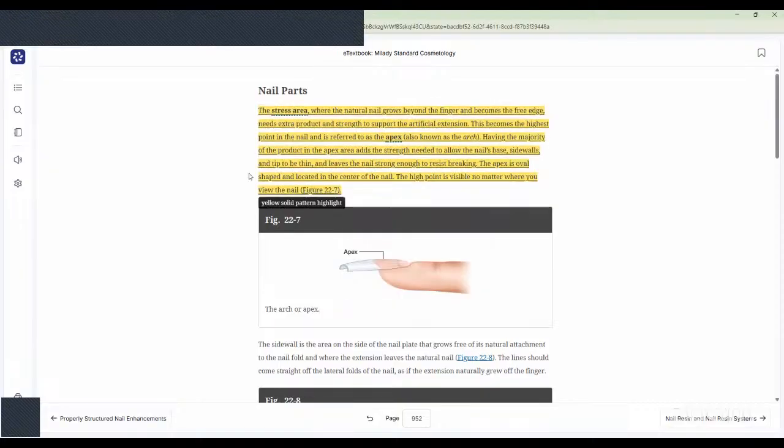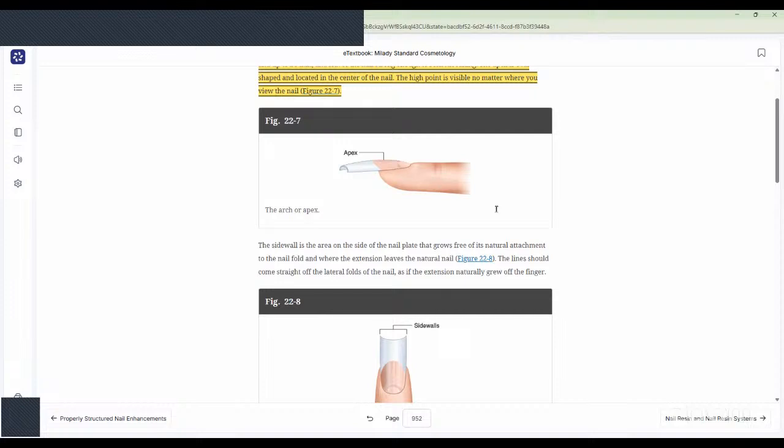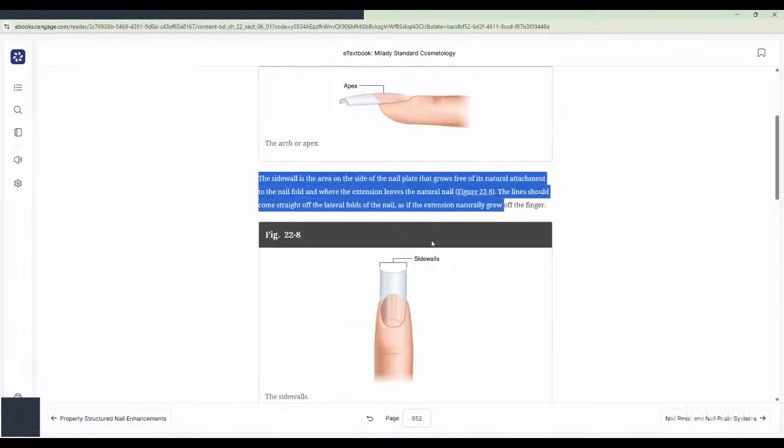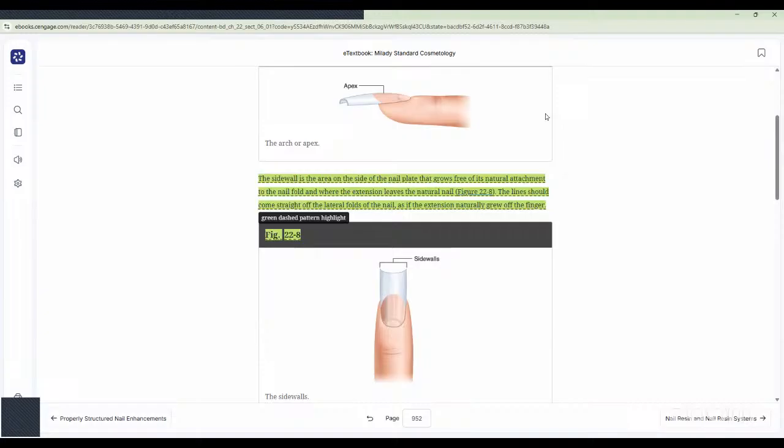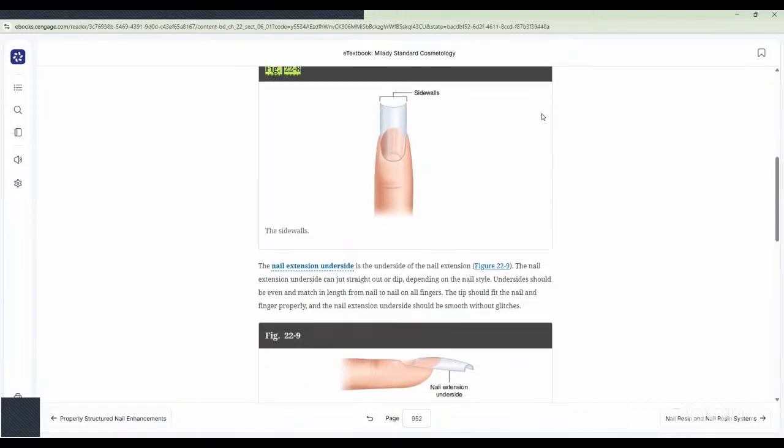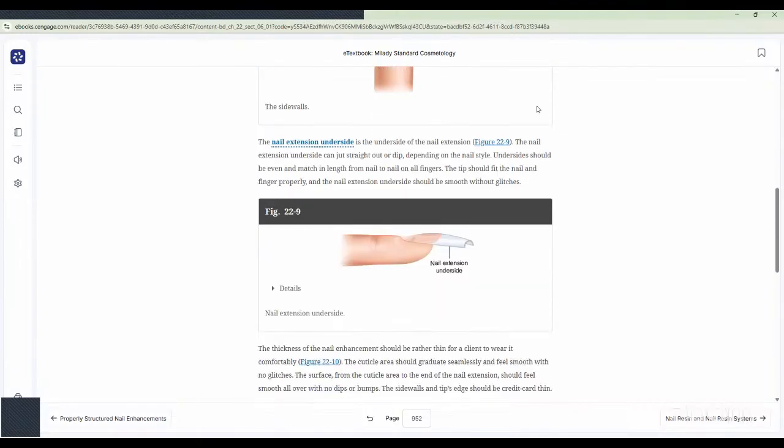Since we do see some terms, let's highlight this so we can refer back to them. Side walls, you got to make sure the side walls are not wide. We always have to make sure the side walls are not wide. I love a good curvature. I don't like a flat nail. So the apex is always important. The highest point of the nail gives curvature. It flows in with the sidewalls and the underside of the extension.